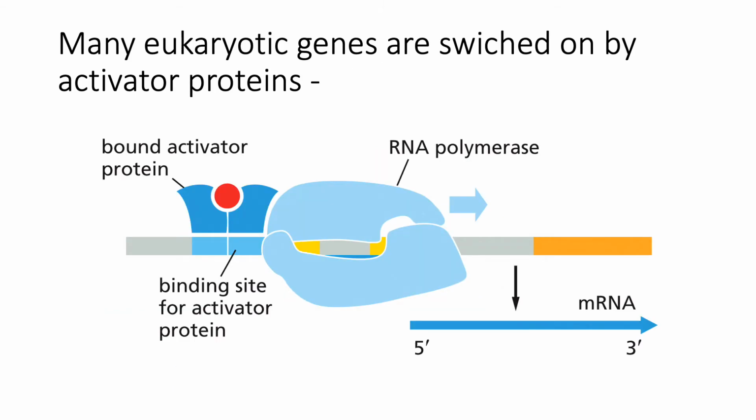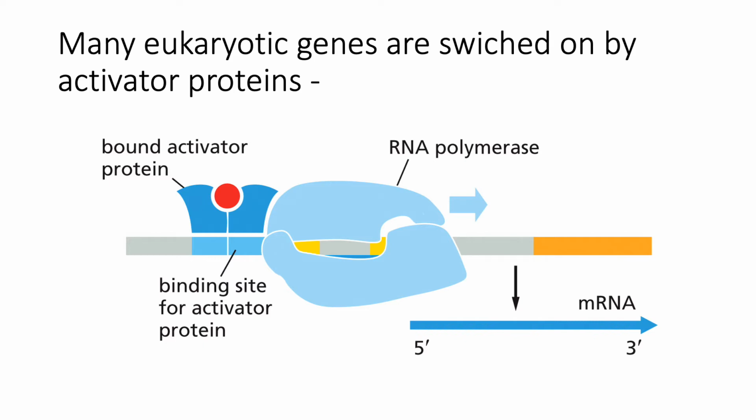So here's just an illustration that most eukaryotic genes are switched on by activator proteins. Here we have the RNA polymerase, which of course is simplified, because we know it would also require all the general transcription factors bound there. But this is simplified. So you have the RNA polymerase, and what it's showing is that there's an activator protein that binds to a site near the polymerase or near the initiation complex and then stimulates its activity.